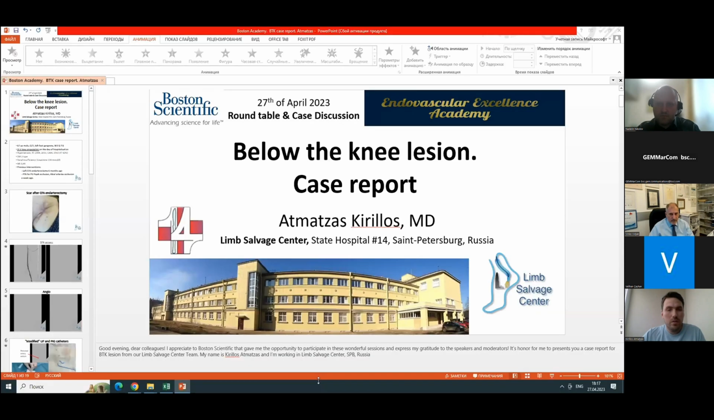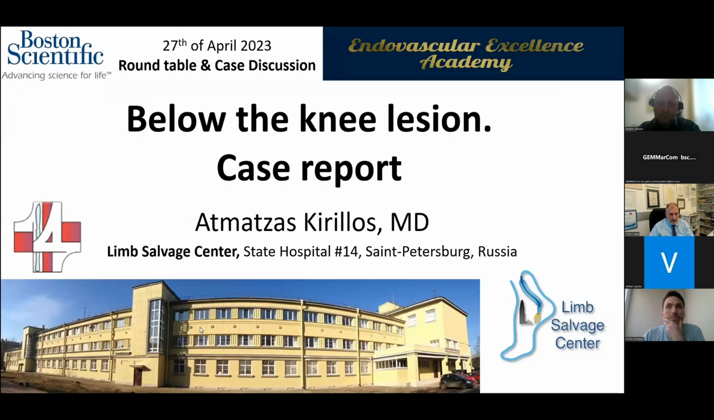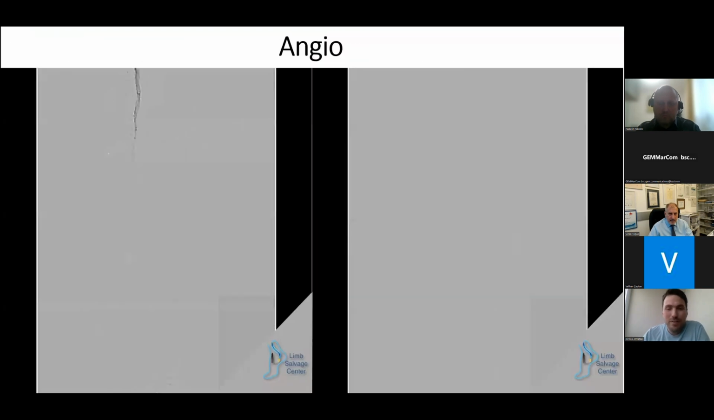Okay, let me comment. It is 6% for the first option, 33% for the second, 17% for the third option, and the majority, 44%, for trying retrograde access in the pedal artery. Good results. Okay, let's continue.